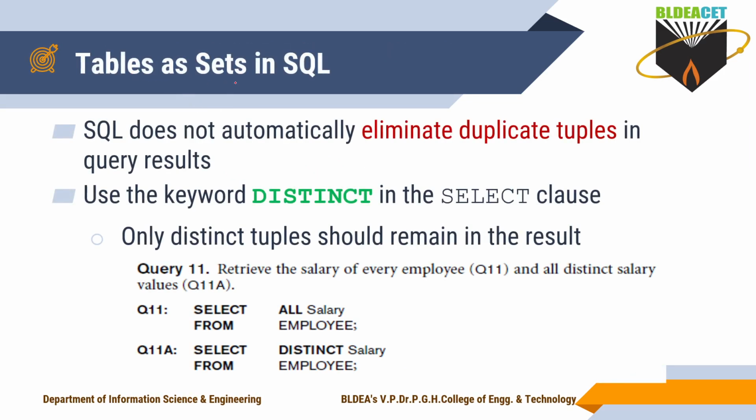Next is tables as sets in SQL. SQL does not automatically eliminate duplicate tuples in a query result. Okay, in the query result, if you have the same tuple twice, that is what you call duplicate tuples. Even if you have them, it displays both the tuples. If you want to eliminate them, you have to specify it. I don't want the duplicate tuples, I want to remove them. So for that you have to use a keyword, that is what we call distinct.